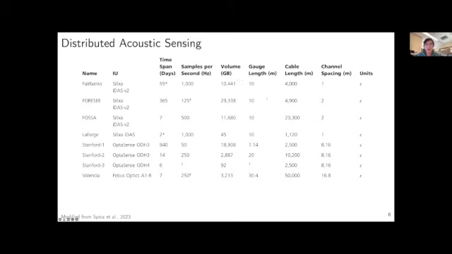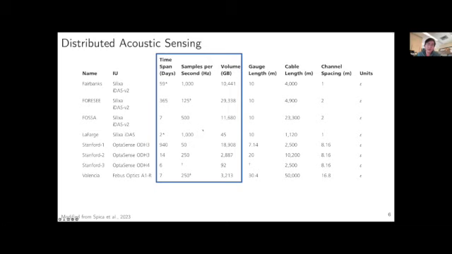Each row here indicates a single experiment. We could see different configurations are used in terms of recording duration, sampling rate, and channel spacing. But if we focus on the size of the data generated by DAS, these experiments usually generate tens to up to 1,600 gigabytes of data per day. That's a huge amount of data that could easily reach terabytes, petabytes for a research group.